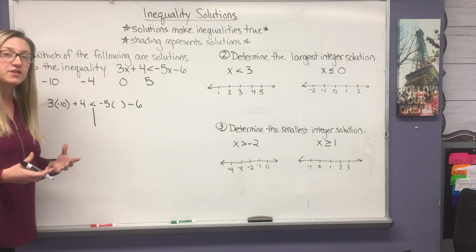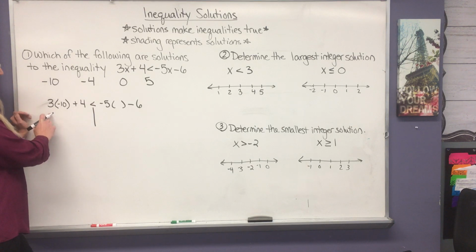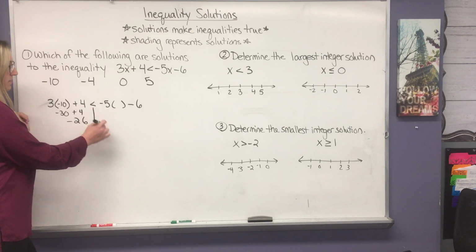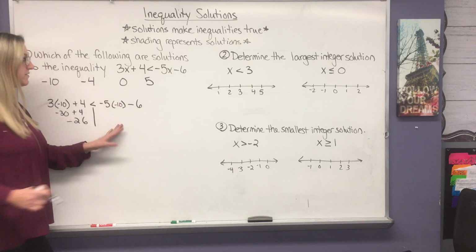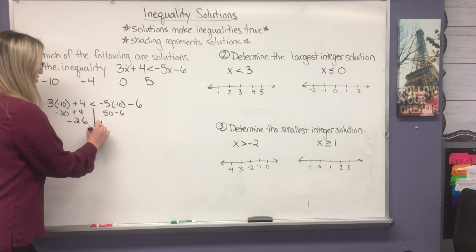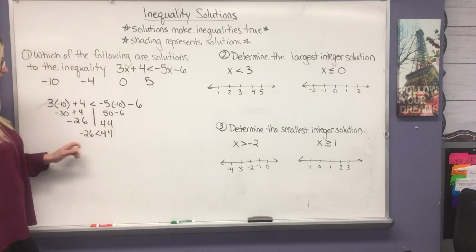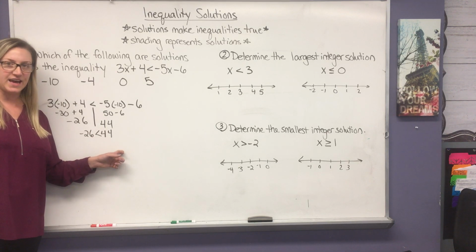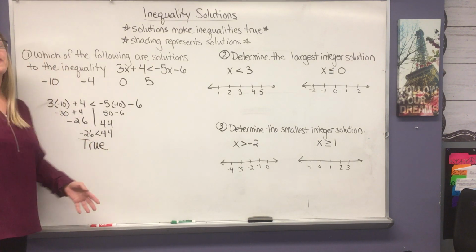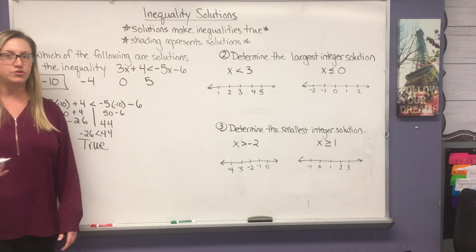You can use your graphing calculator for this if you need, or you can just do the math in your head. So this winds up being -30 + 4, which is -26. On the right side, I also plug in -10, and I wind up with positive 50 - 6, which is 44. I evaluate this in line and determine, is -26 less than 44? The answer is yes, it is. So this is true, which means the value you plugged in is a solution.